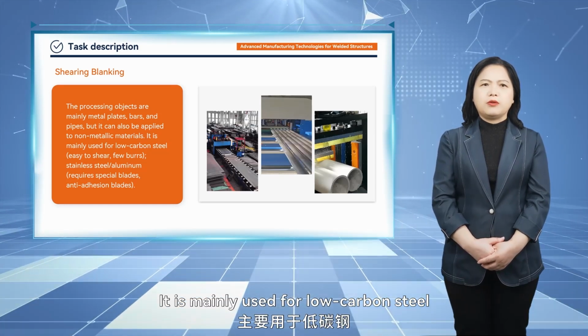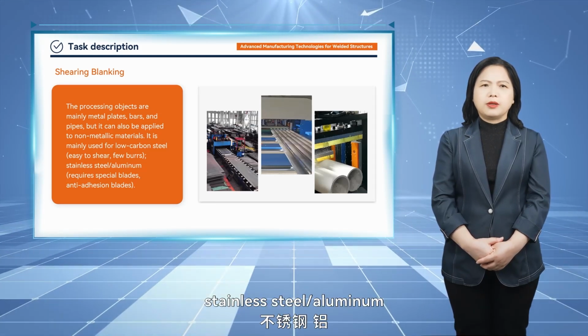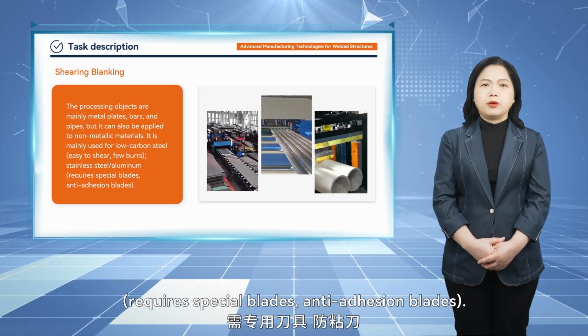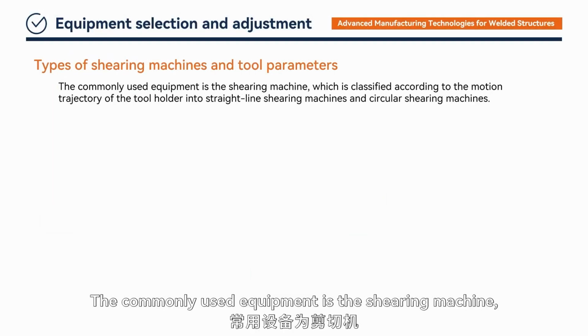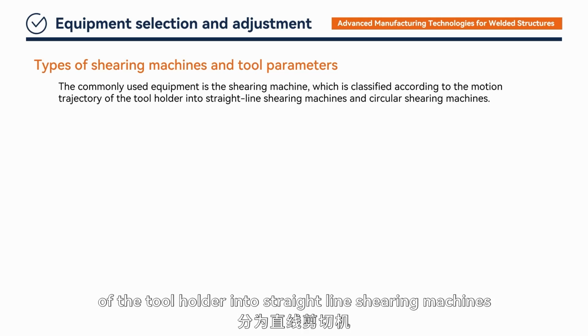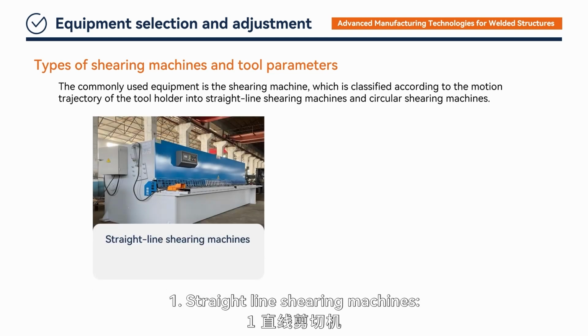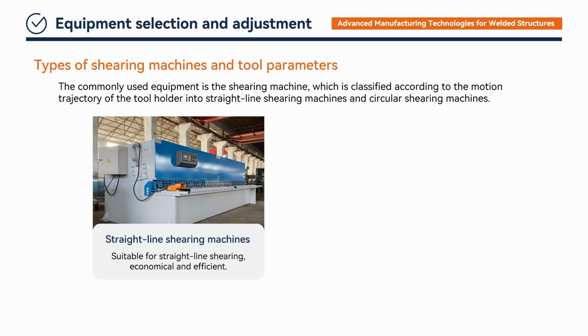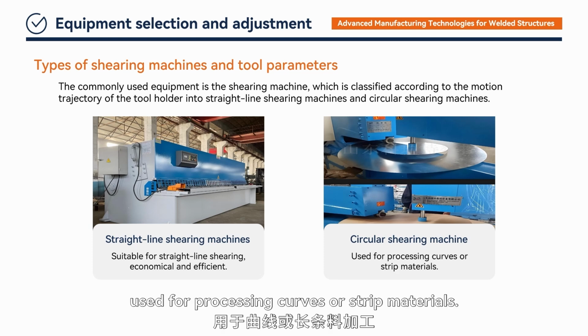It is mainly used for low-carbon steel, which is easy to shear with few burrs. Stainless steel and aluminum require special blades, anti-adhesion blades. The commonly used equipment is the shearing machine, which is classified according to the motion trajectory of the tool holder into straight-line shearing machines and circular shearing machines. 1. Straight-line shearing machines. Suitable for straight-line shearing, economical and efficient. 2. Circular shearing machine. Used for processing curves or strip materials.